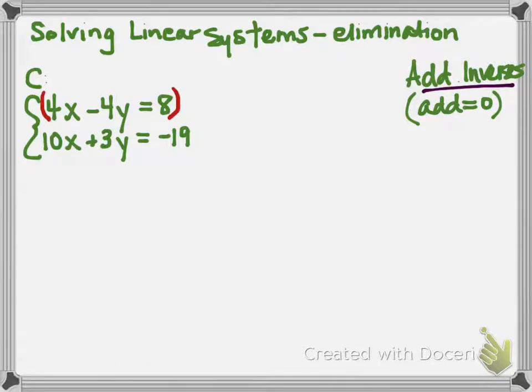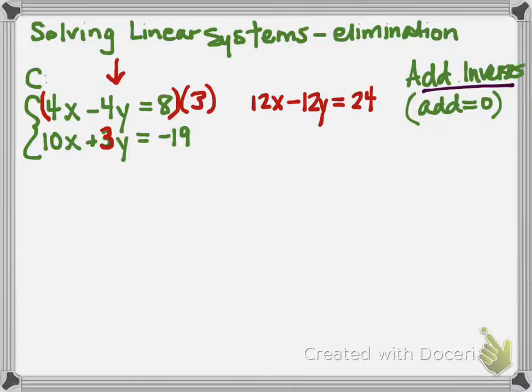We're going to multiply this whole top equation by that bottom coefficient. Now, I picked y, honestly, to eliminate y because 4 and 3 are smaller than 4 and 10. And I like to pick the smaller numbers to deal with. It makes my life easier. So I'm going to multiply the whole top equation by 3. And that's going to give me 12x minus 12y equals 24.